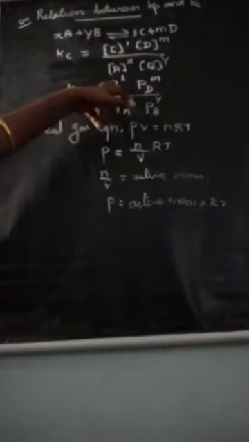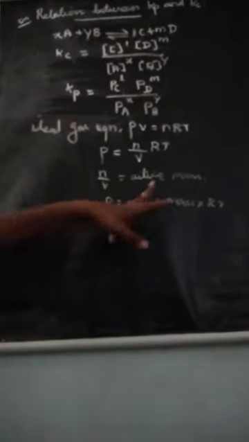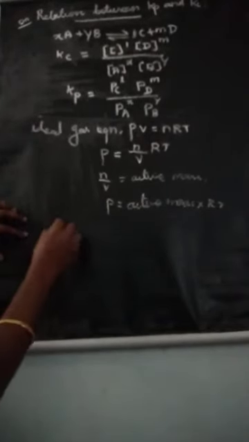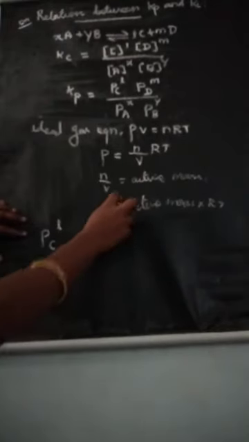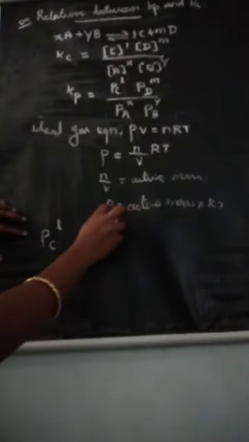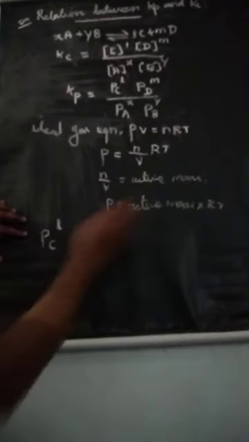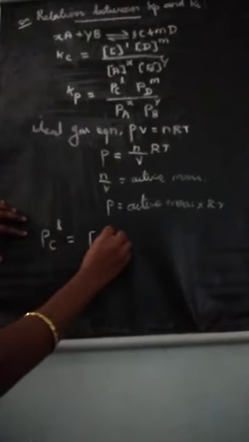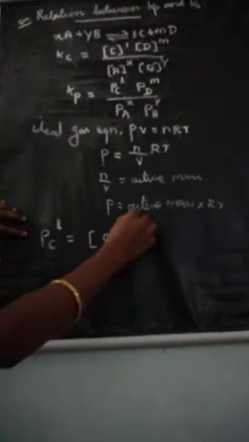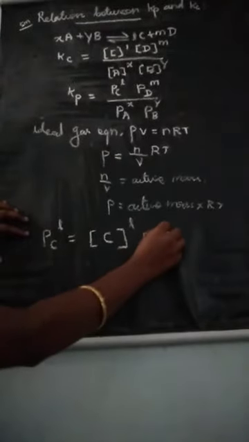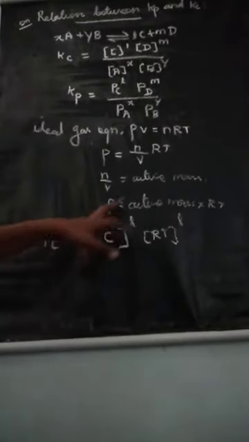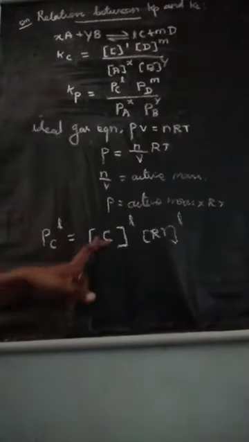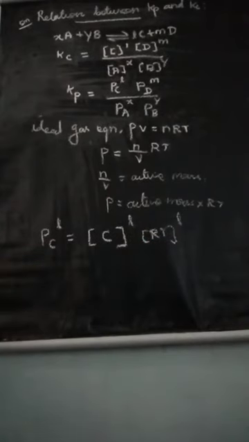Here pressure of 4 terms are there. So separately we can write all the pressure formulas. So PC power L. See, pressure of C power L. So separately we can write active mass. Active mass of C, so you can write the formula: active mass of C power L into RT power L. So PC power L is equal to C power L into RT power L.